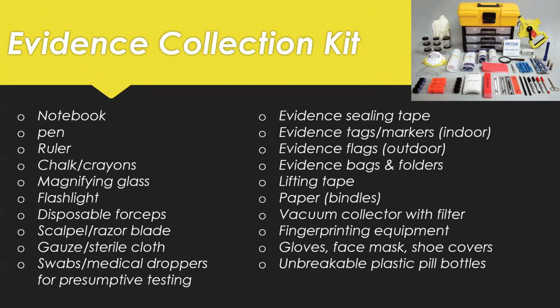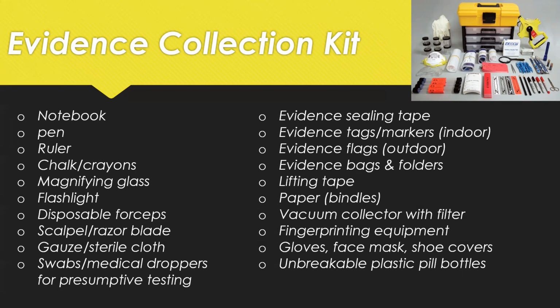Magnifying glass, flashlight. Now, the one thing that drives me insane about crime scene shows is they always have the lights turned off, no matter the time of day, and they're always using flashlights. That's not real life, okay? Obviously, they're going to turn the lights on if possible, but a flashlight can then help you see with even more light. Disposable forceps, because once you use them, you don't want to contaminate something else by reusing them. Perhaps a scalpel or razor blade to maybe tear off a piece of the wallpaper or rip off a piece of the drywall or something. Gauze and sterile cloth may be needed for victims or for collecting biological evidence.